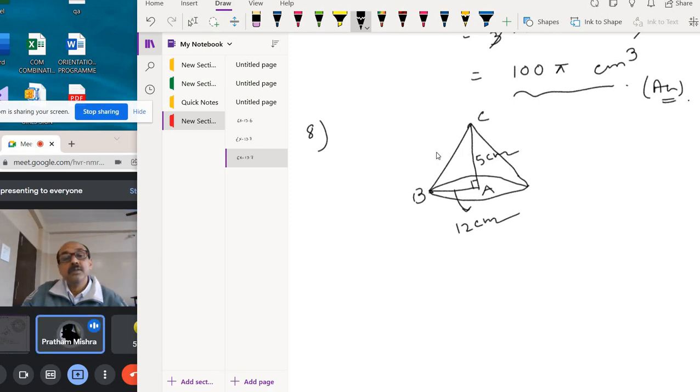Sir, why didn't we take the value of pi in number 7? Question number 7, 100 pi answer. Sir, why didn't we take the value of pi as 22 by 7? Oh, you can take. Because the NCERT answer is like this, so we are taking like this only. You can take, no problem. Okay, sir.